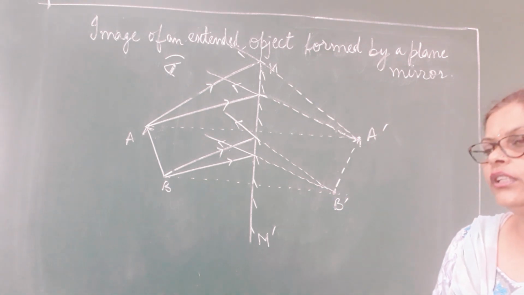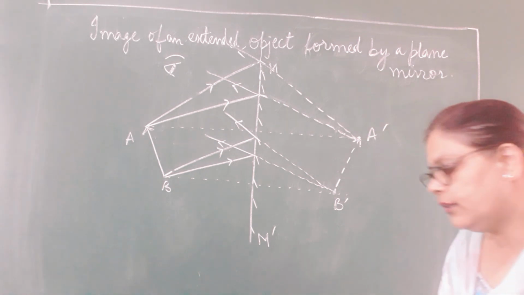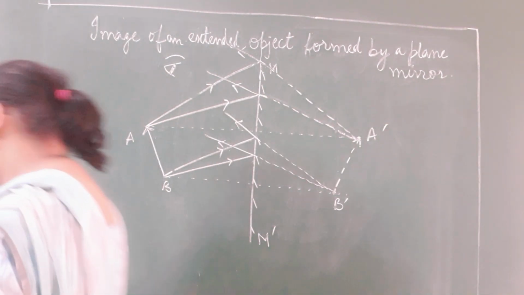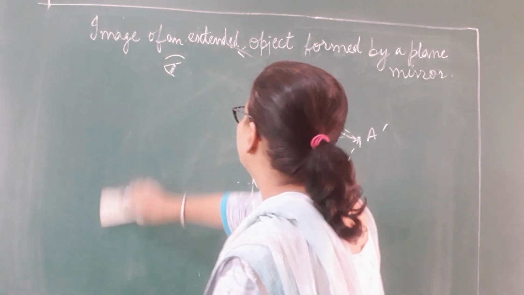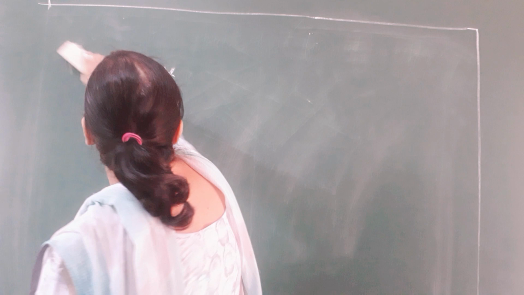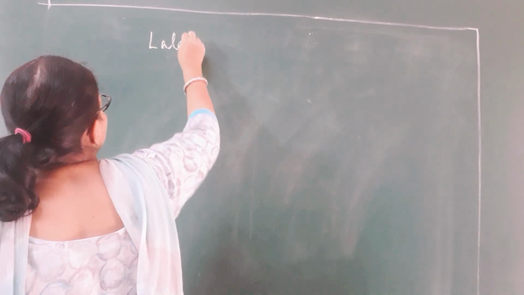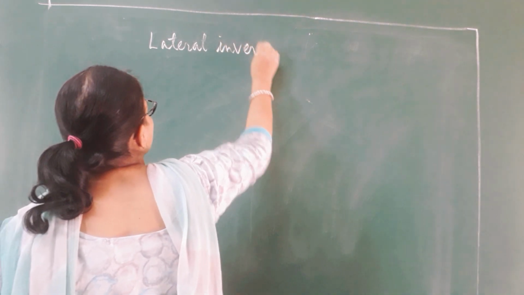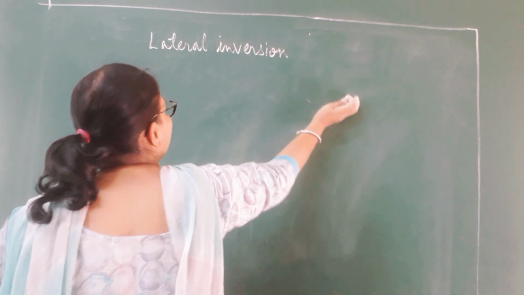After this I move to the third diagram, and the third diagram is of lateral inversion. It's going to represent lateral inversion to you children. I'm erasing the heading and I'm putting lateral inversion diagram. Okay, this is a lateral inversion diagram. I also call it a P diagram.